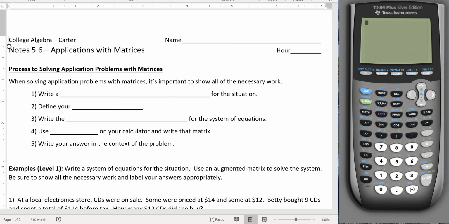Yes, and welcome to our notes for 5.6, applications with matrices. These are really just applications with systems of equations that we're going to solve with matrices. So that's what we're going to be looking at predominantly today.